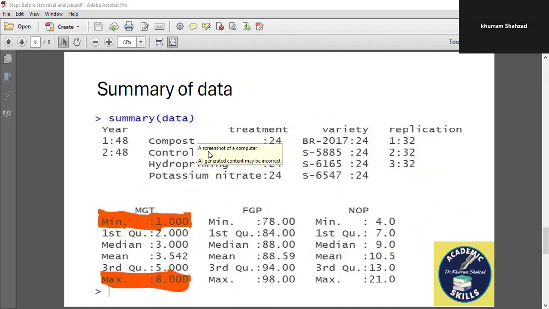And then the summary of data. Before doing any statistical analysis, you must do a summary of your data. A summary helps you see the minimum value and the maximum value in your data, and you can compare your data with the literature. You can see whether your data is within the literature, or the values are on the higher side, or on the lower side. So the summary of data is very, very important, so you can match your data with the existing literature.